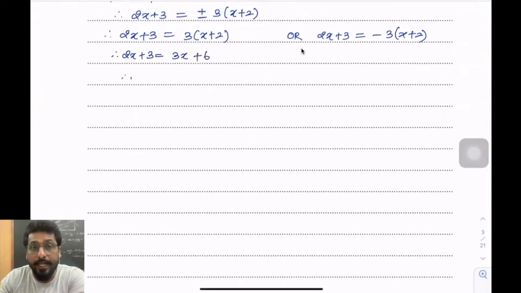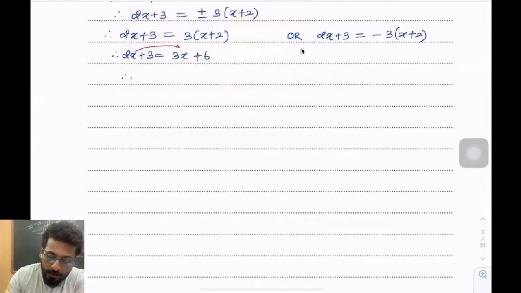Let's collect all the like terms together. That means all the terms of x will come together, all the constants will come together. So I'll be shifting the 2x to the other side and the 6 to the left side. Okay, so what do I get now?